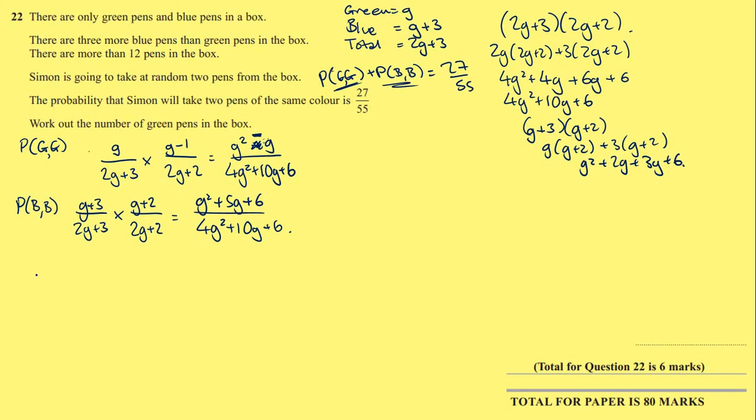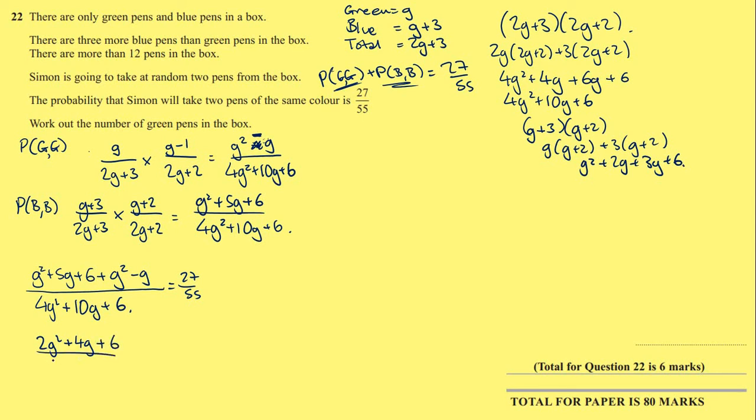So the probability of getting the exact same colour twice is going to be g squared plus 5g plus 6 plus g squared minus g, that's this numerator plus this numerator, all over 4g squared plus 10g plus 6, which is equal to 27 over 55. I'm going to collect the like terms in this numerator, so I'll get 2g squared plus 4g, because that's 5g's take away g, which is 4g, plus 6, over 4g squared plus 10g plus 6 equals 27 over 55.